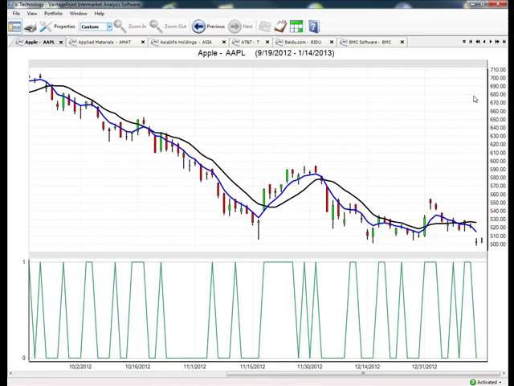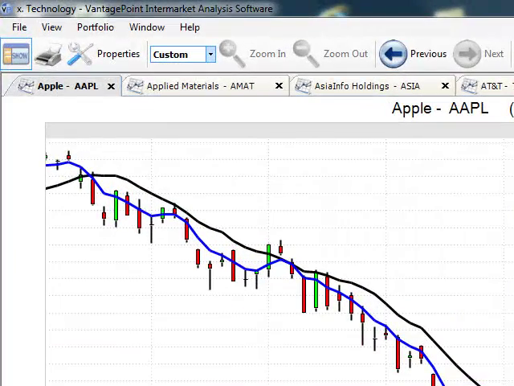And I keep my option trading very simple. I'm looking for a put or a call. In this case with Apple, because it's priced so expensively, I'm not typically buying shares. I'm more commonly trading options on Apple. And what you'd want to do is buy a put option when the blue line's crossed below the black line.